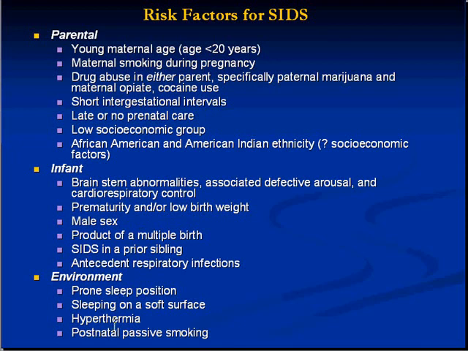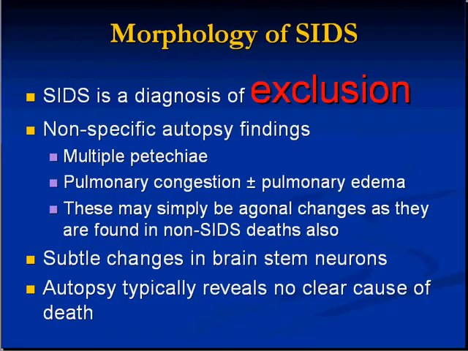In terms of environmental things, which are the controllable things, babies that sleep in a prone position are more likely to have SIDS. Sleeping on a soft surface is a relative risk factor. Hyperthermia, as well as passive smoking, secondhand smoke, also risk factor. Once again, SIDS is a diagnosis of exclusion.